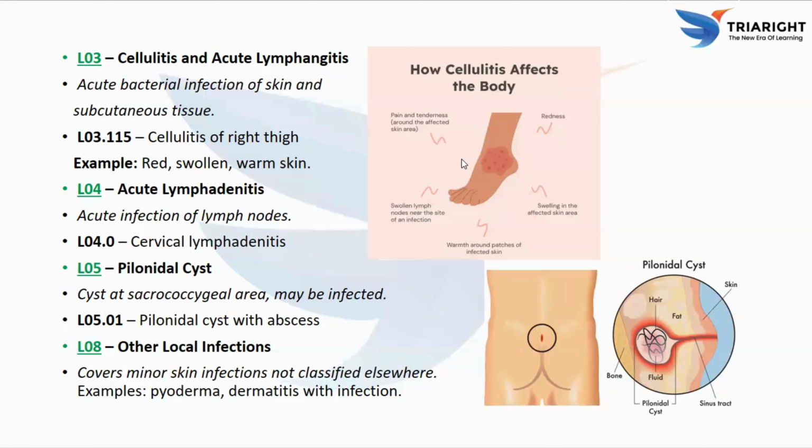So what is the coding example for pilonidal cyst? L05.01 for pilonidal cyst with abscess. It indicates an active infection plus a pus collection. So how does it form? Hair pressure and friction lead to hair penetration. The hair penetrates the skin and creates an inflammatory reaction, and then it develops into a cyst, then infection, and then abscess.